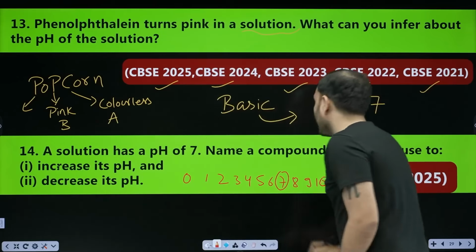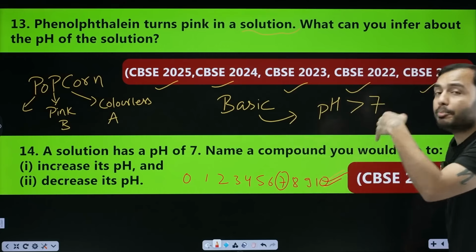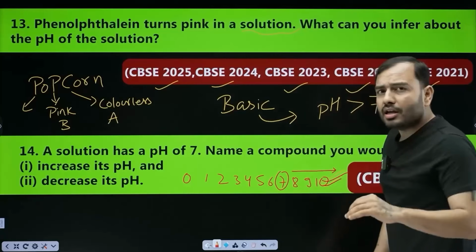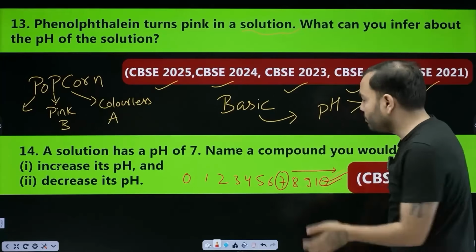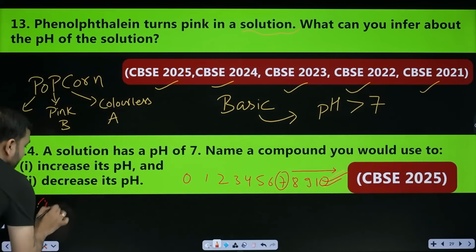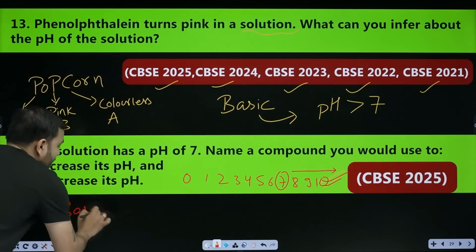If something's pH is 7, they ask what to put into this to increase its pH. Increase means it should reach 8, 9, 10 or so. What to pour in it? Let's pour base. If we pour base, the pH will increase. So the answer to the first one is to put some base.